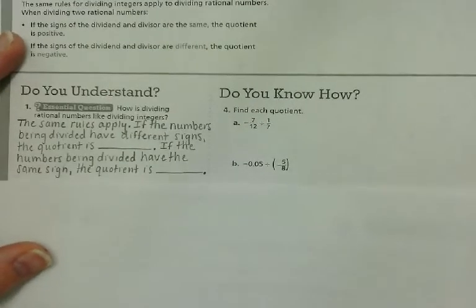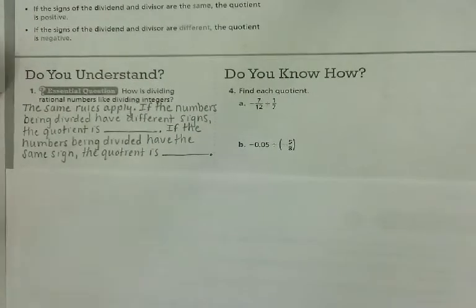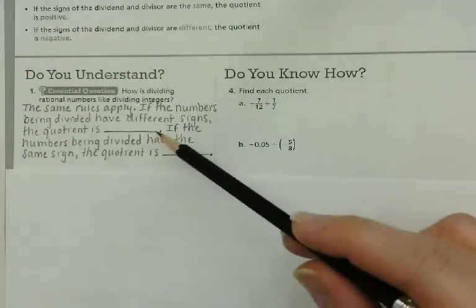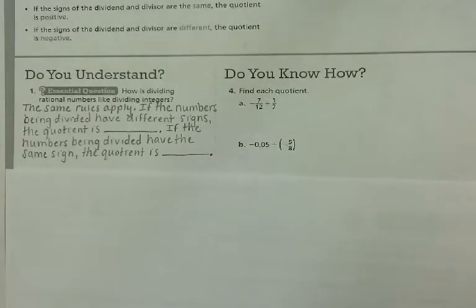Let's move on to the essential question. How is dividing rational numbers like dividing integers? The key concept went over this. What I'm going to have you do is write down these sentences, and where you see the lines here where the words are missing, you will fill in the words positive or negative.